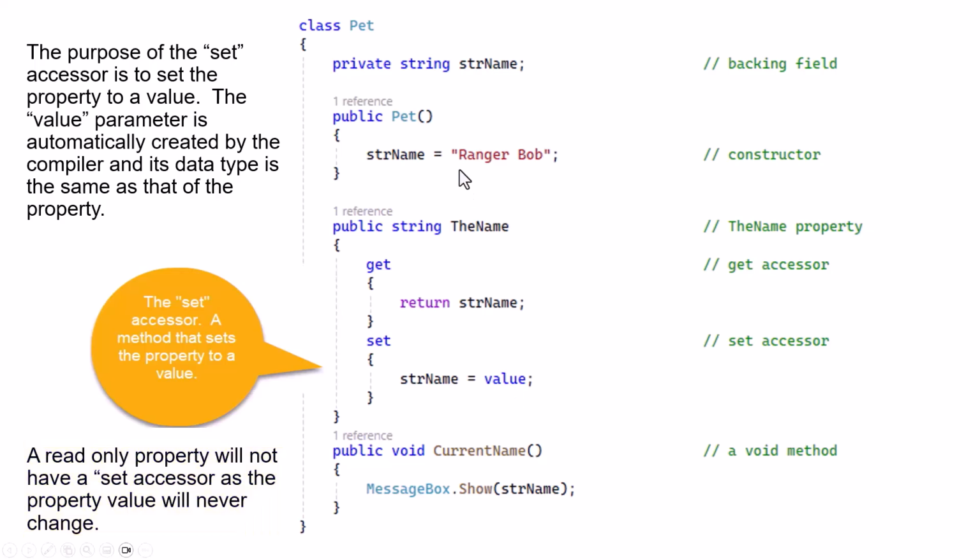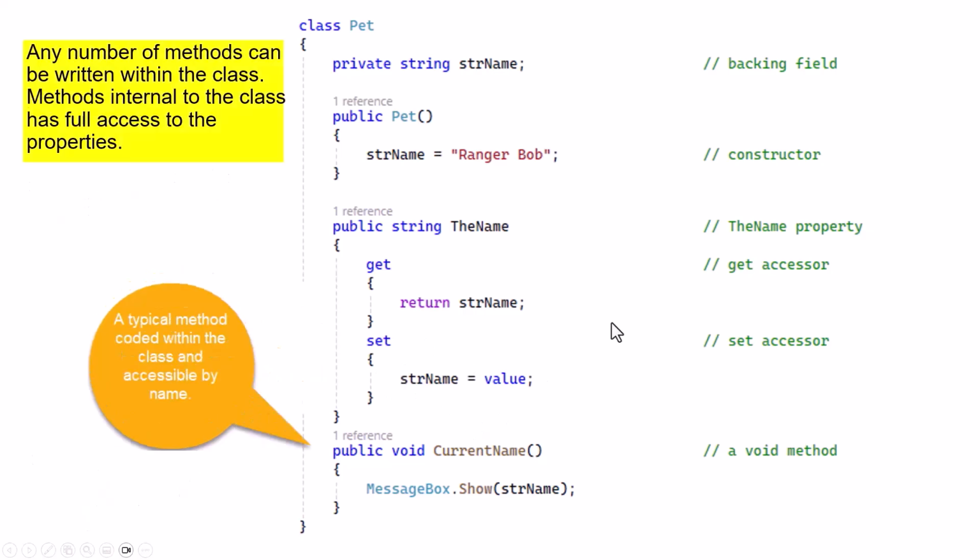So if you're going to create a read-only class, so there's the string name, let's say it's read-only, we wouldn't have a set. We'd leave that out, so you couldn't make a change to it. Any number of methods can be written within the class. Methods internal to the class have full access to the properties. There's a typical method coded within the class and accessible by the name. So current name is something you could access from your program, and it would grab what's in string name here and display it in your program.